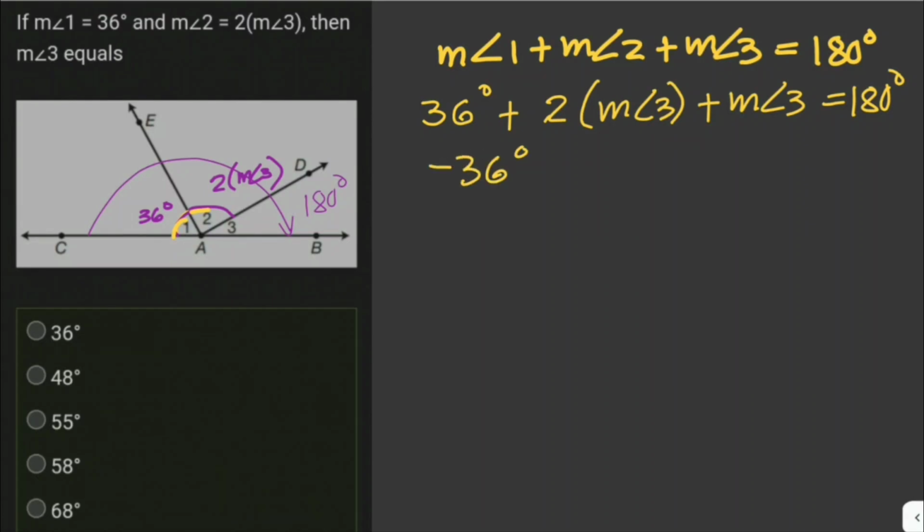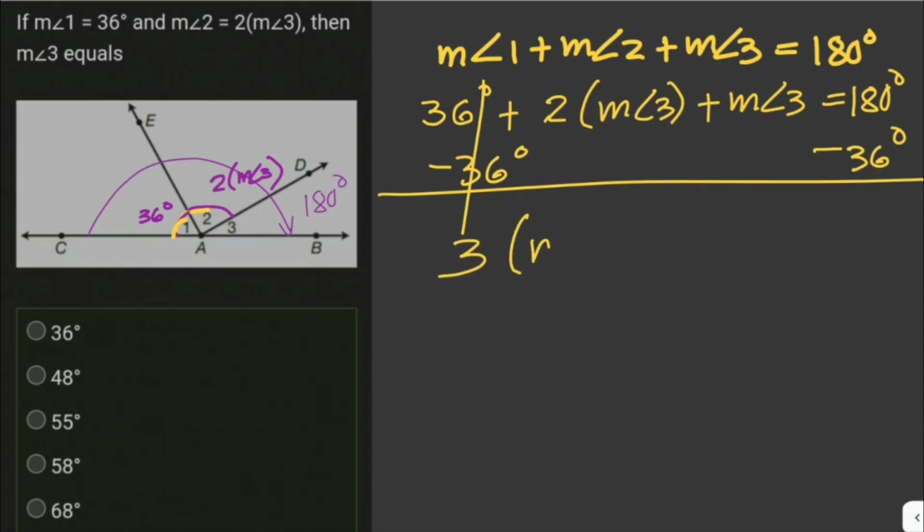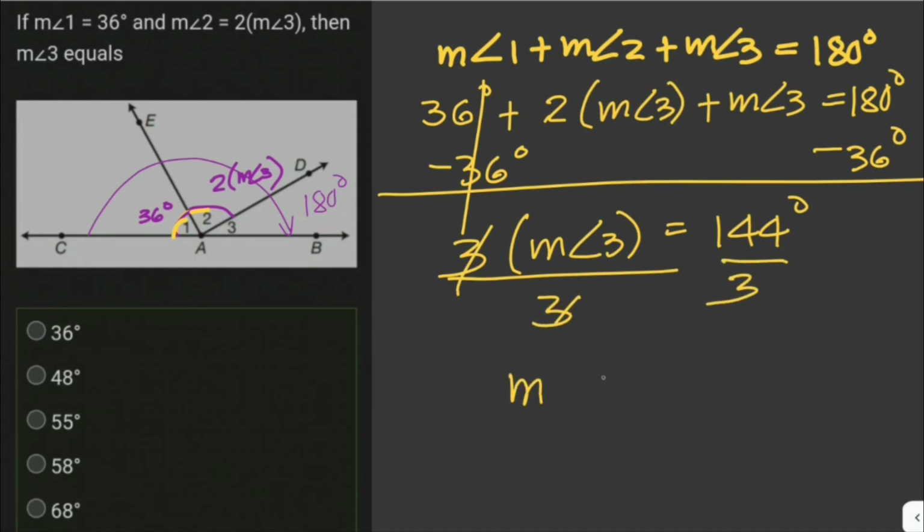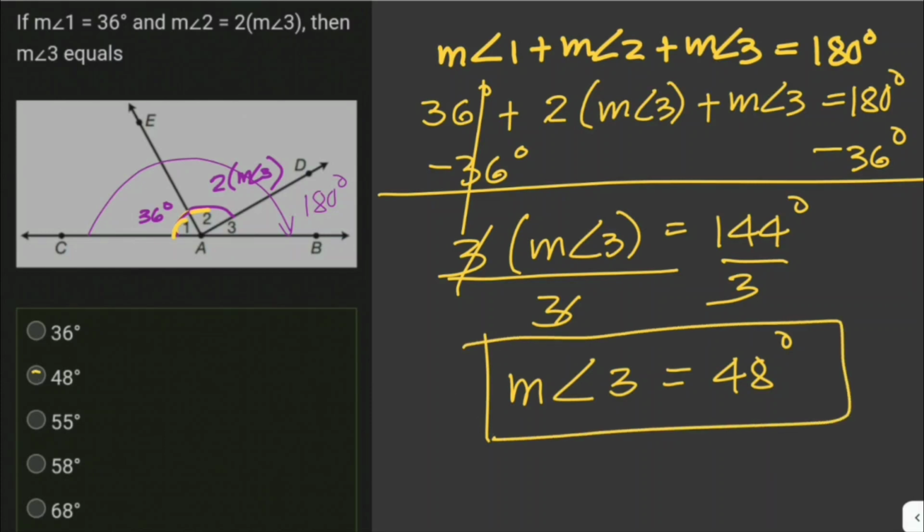Then we subtract 36 degrees from both sides. So we have 2 times the measure of angle 3 plus the measure of angle 3, which is just equal to 3 times the measure of angle 3, equals 180 minus 36 degrees, which is just equal to 144 degrees. And then we divide both sides by 3. So the measure of angle 3 is just equal to 48 degrees. So this is the answer here. All right, let's solve another one.